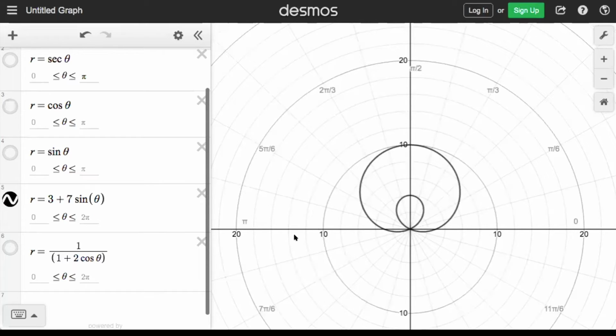If you wanted to do this on your calculator, by the way, you can press mode, and somewhere in there is a button for polar coordinates. So if you want to use your calculator that way, you certainly can.